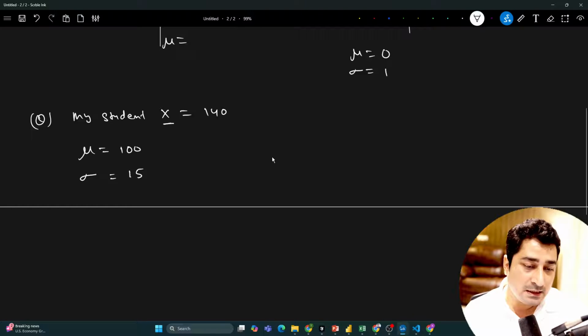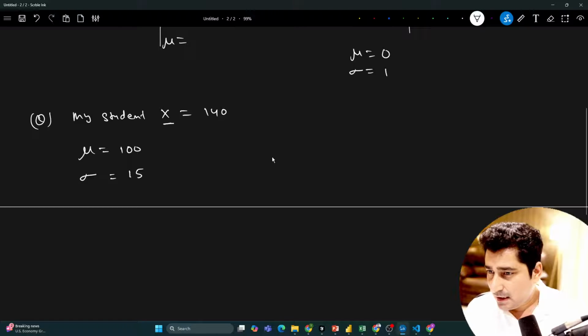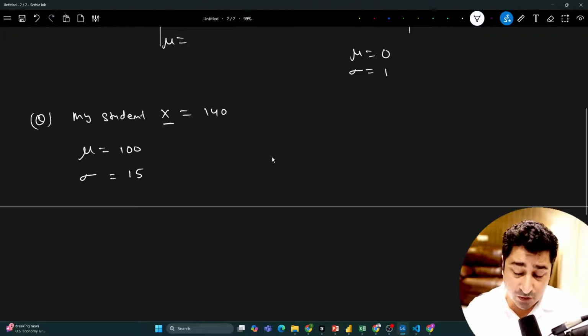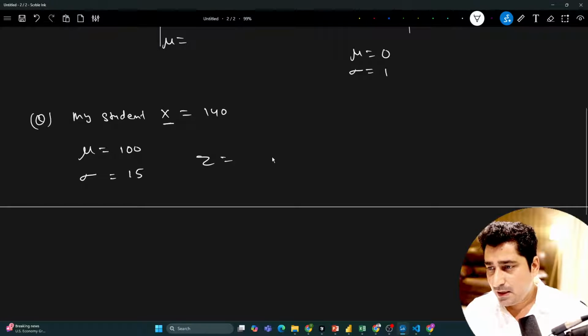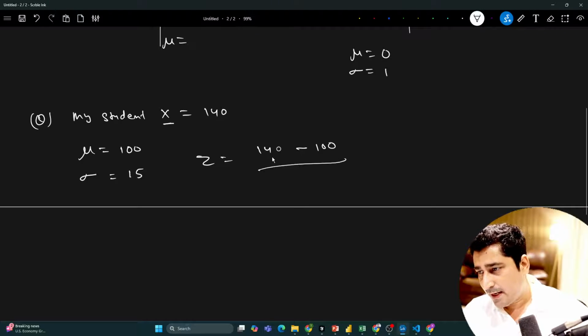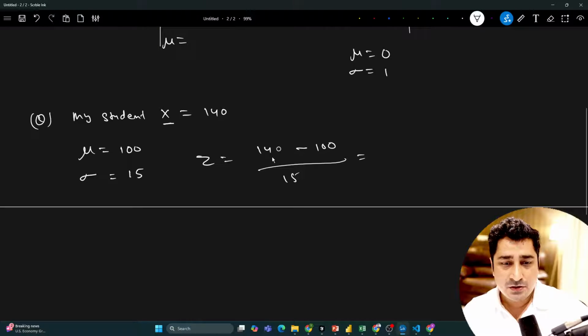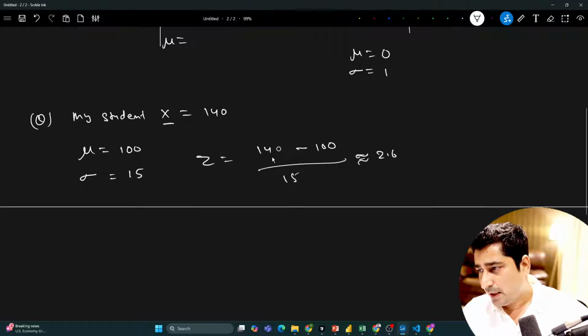If I'm going to ask a question, this student is better than what percentage of the students inside the class? That is the question, right? With what percentage is this student one of the best inside the class? Now to do that, I can try to calculate a Z. So the data 140 is given to me, minus mu, divided by the standard deviation. Now Z is approximately equal to 2.67.